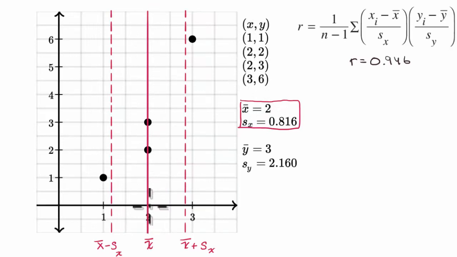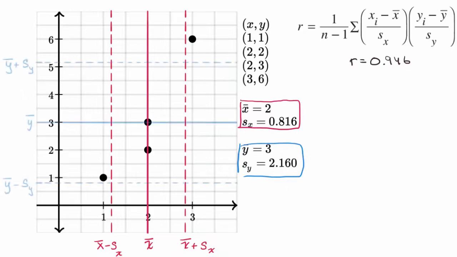And then this is one sample standard deviation above the mean. This is one sample standard deviation below the mean. And then we could do the same thing for the y variables. So the mean is 3, and this is one sample standard deviation for y above the mean, and this is one sample standard deviation for y below the mean. And visualizing these means, especially their intersection, and also their standard deviations, will help us build an intuition for the equation of the least squares line.